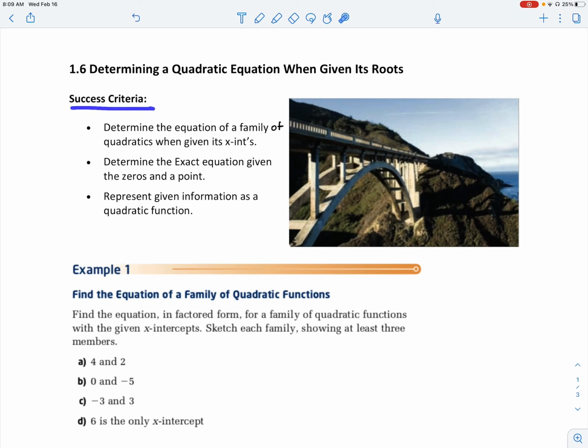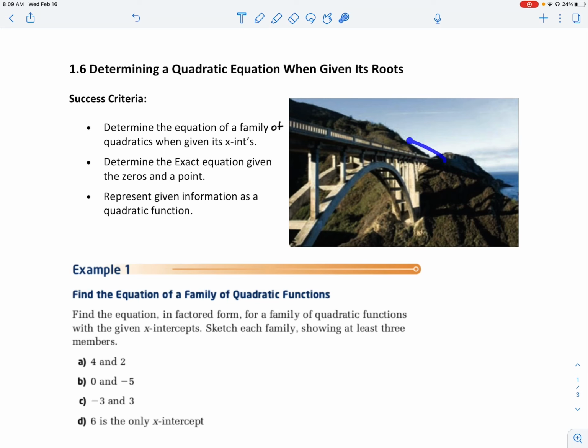Our success criteria: determine the equation of a family of quadratics when given its x-intercepts. Determine the exact equation given the zeros and a point, and represent given information as a quadratic function.